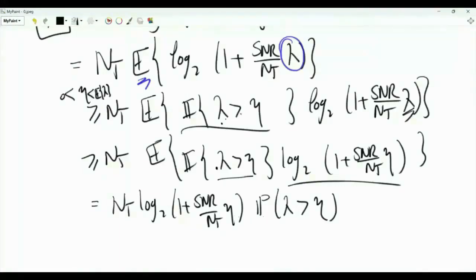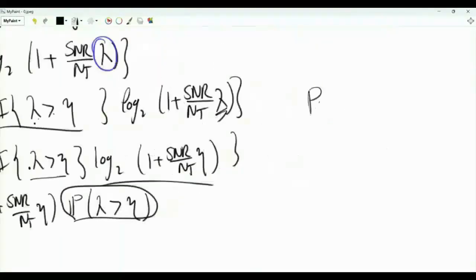To further lower bound the ergodic capacity, we need a lower bound on this probability. We need a lower bound on the probability that lambda is greater than this positive quantity eta. We will employ the Paley-Zygmund inequality. And it gives us a lower bound that will depend on the first and second moments of this random variable. Let's remind ourselves of the Paley-Zygmund inequality.